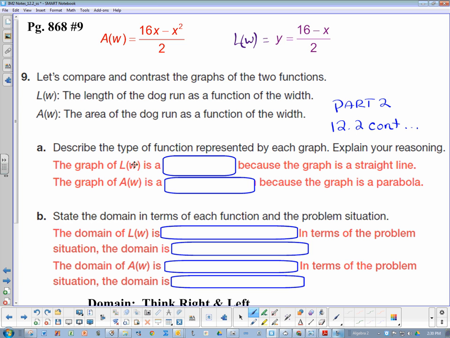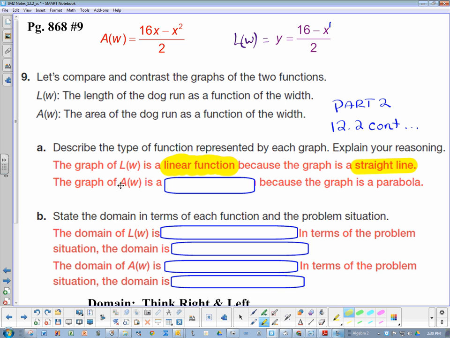So what kind of function is L? Well, we know that L, oh look at L. I'm going to give you a hint up here. It has a degree of 1. So in that case, this one is a linear function. Let's go ahead and highlight that. It's a linear function, and it is a straight line.